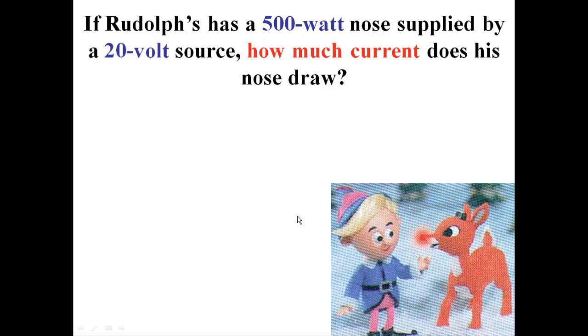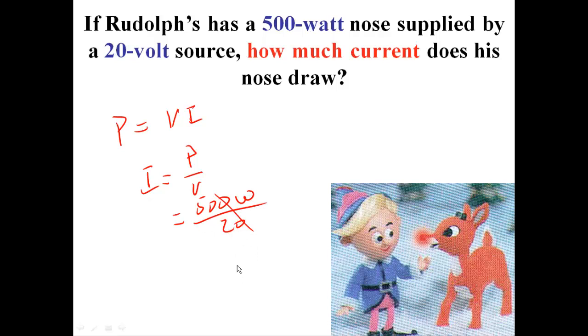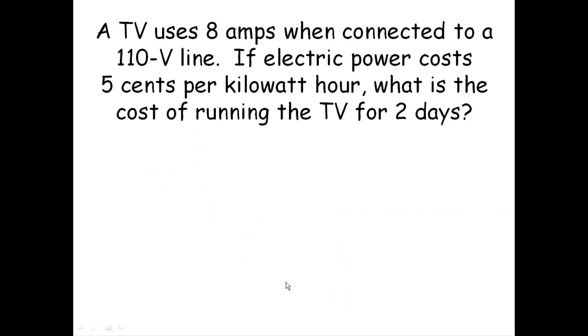So let's suppose Rudolph, the red-nosed reindeer, has a 500-watt nose supplied by a 20-volt source. How much current does his nose draw? Well, power equals voltage times current, and therefore current is power divided by the voltage. The power is 500 watts divided by the voltage, which is 20, and that's left with 50 divided by 2, or 25 amps.